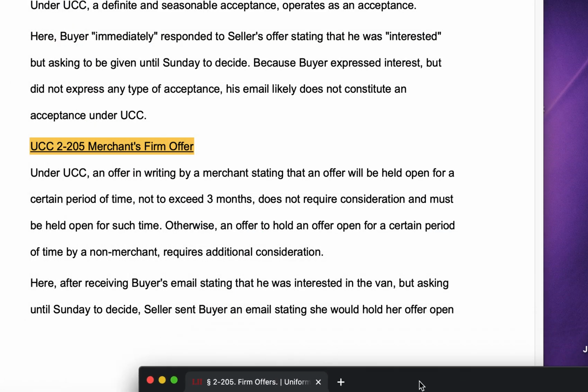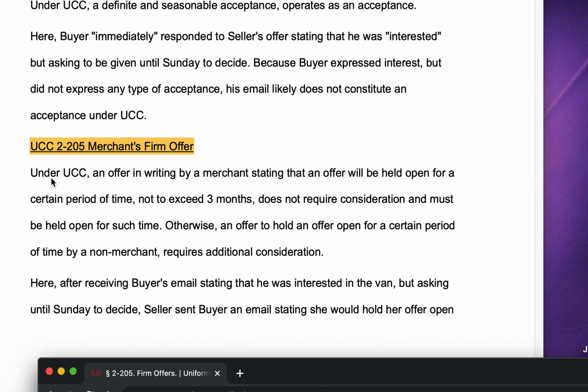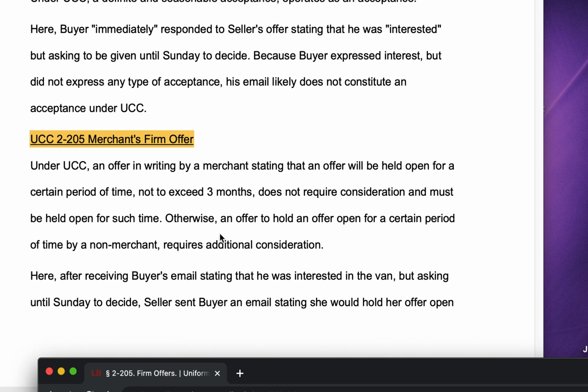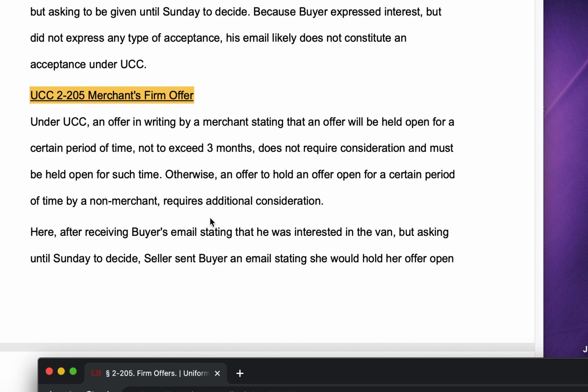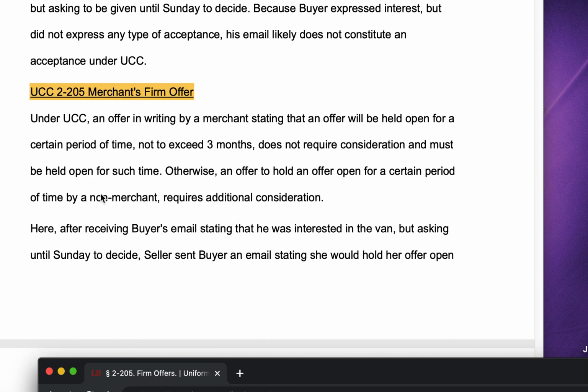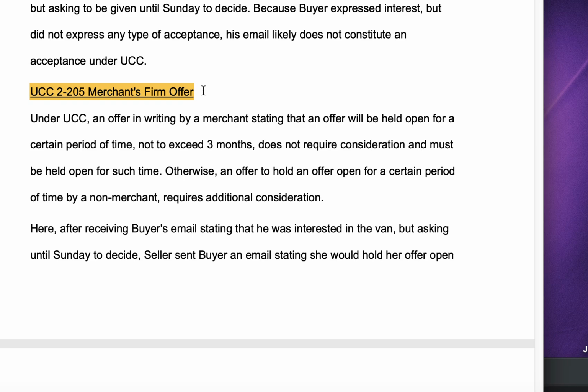So what is he saying here? He's saying, under UCC, an offer in writing by a merchant stating that an offer will be held open for a certain period of time not to exceed 3 months does not require consideration and must be held open for such time. Otherwise, an offer to hold an offer open for a certain period of time by a non-merchant requires additional consideration. So they've already established that they're not merchants really, right?